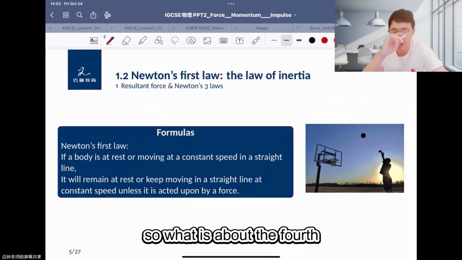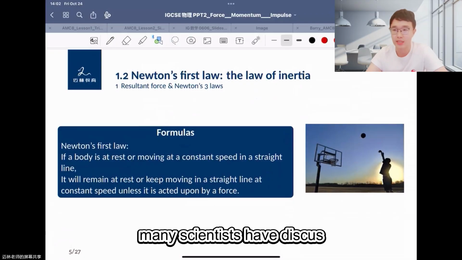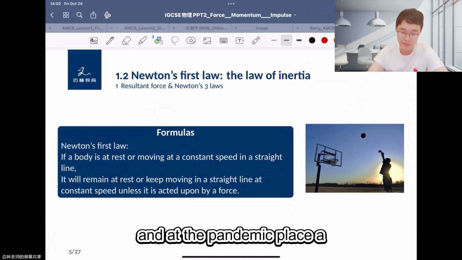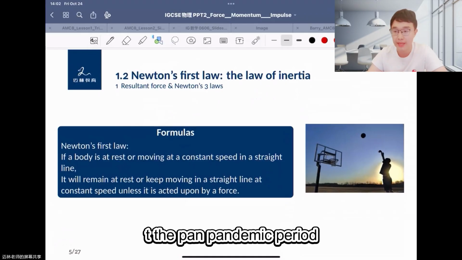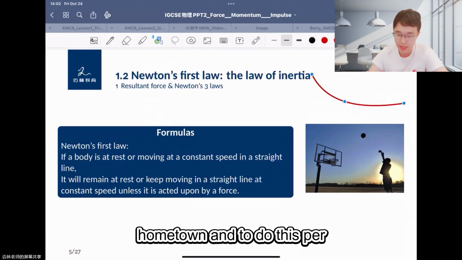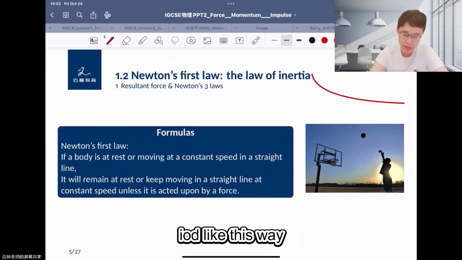So what is the first law about? Okay, many scientists have discussed this question, and Newton also discussed this question. At the pandemic period, Newton went to his hometown and did this experiment in this way.